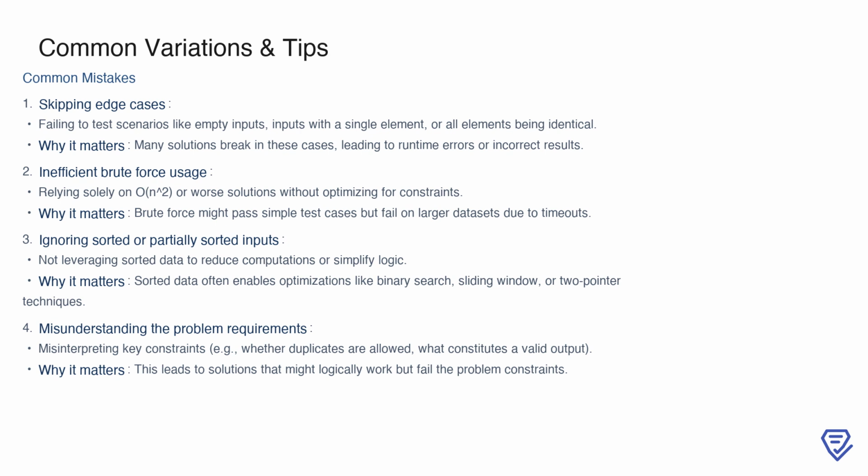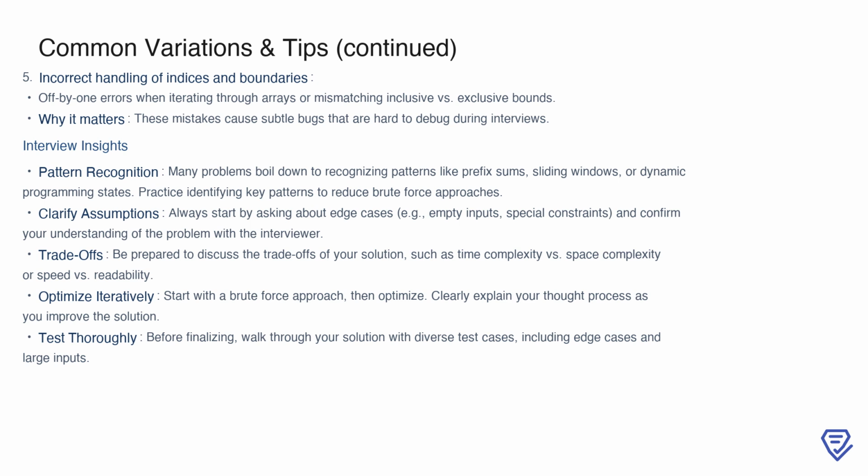Finally, misunderstanding the problem requirements is a critical error. Misinterpreting constraints like whether duplicates are allowed or what constitutes a valid output can lead to solutions that seem correct but fail to meet the problem's criteria. Another area where mistakes often arise is in handling indices and boundaries. Off-by-one errors, for instance, can occur when iterating through arrays or when distinguishing between inclusive and exclusive bounds. These bugs are subtle and can be challenging to debug, especially under time pressure.